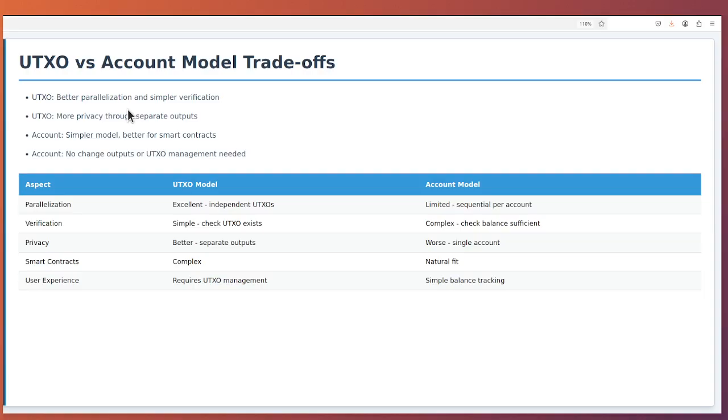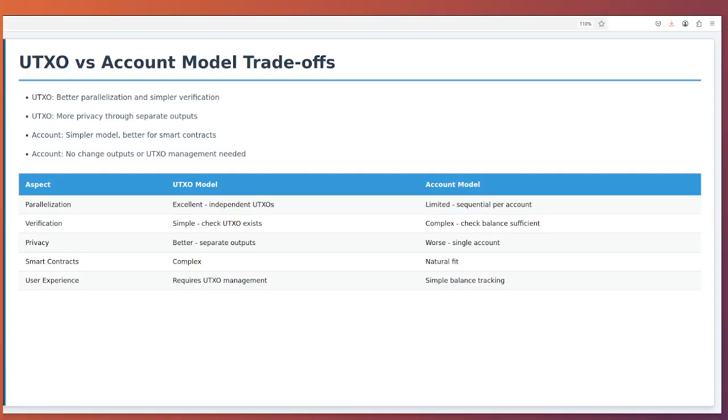Second, transaction verification is simpler with UTXOs. To verify a transaction, you just check that the UTXOs being spent exist in the UTXO set. In the account model, you need to verify the account has sufficient balance, which might require checking recent transactions. Third, privacy. UTXOs can be more private because different UTXOs can be used separately, reducing linkability. In the account model, all transactions go through one balance, making tracking easier.